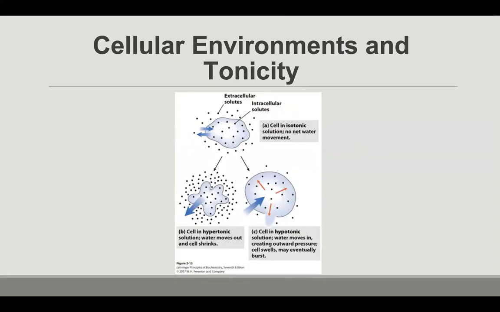So cellular environments and tonicity, I believe you did a lab about it. This is simple. When a cell is in an isotonic solution, there's no net water movement, which means the extracellular solutes and intracellular solutes are even. In a hypertonic solution, there are more solutes on the outside of the cell than inside of the cell. Because of that, water moves out of the cell and the cell shrinks. In a hypotonic solution, there are more intracellular solutes than extracellular solutes. Because of that, water moves into the cell, which can swell and then eventually burst.